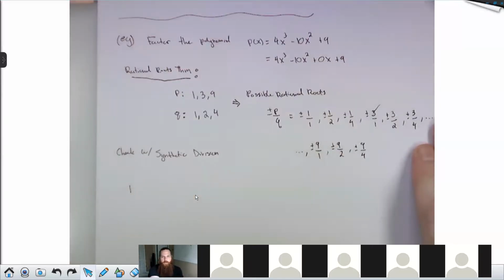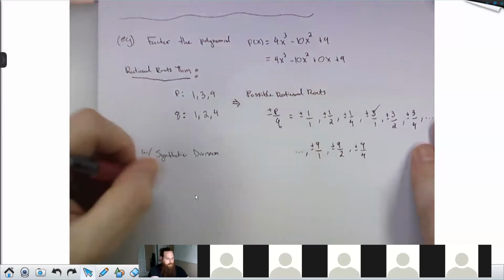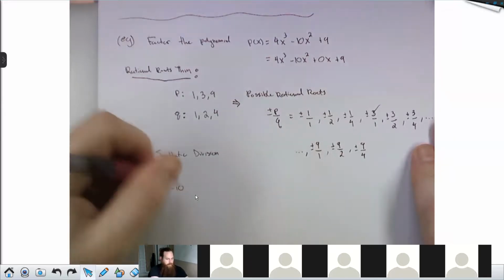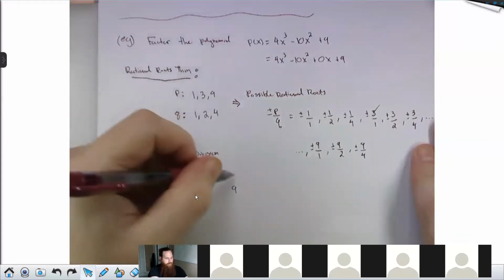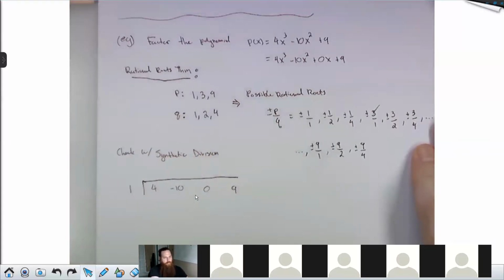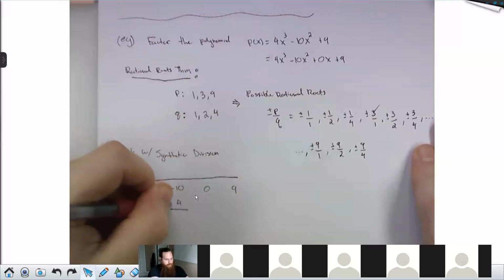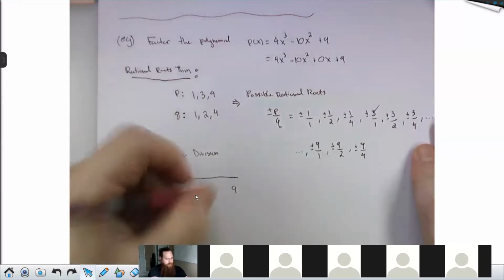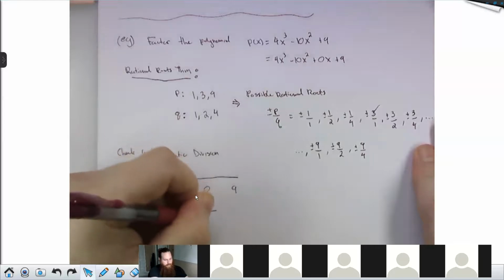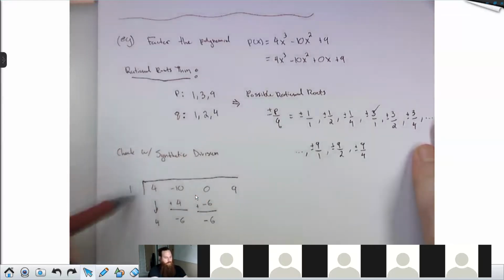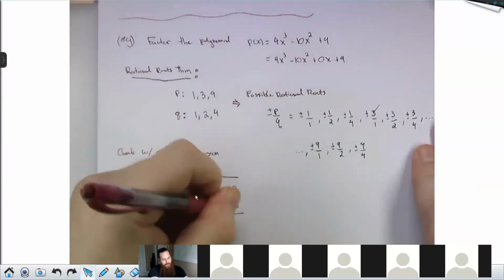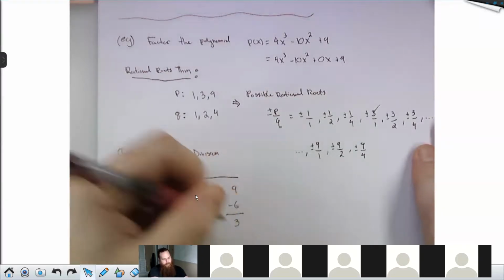Just like you saw me do when we did the long division. When you do synthetic division, it's even more important that you remember to insert any missing terms as a 0 coefficient. So here's the thing I'm trying to divide by, x minus 1. And over here, I'll list the coefficients of p, which are 4, -10, 0, and 9. So here's my first little bit of synthetic division. I'll bring the 4 down. 1 times 4 is 4. -10 plus 4, that's -6. 1 times -6 is -6. 0 plus -6 is -6. 1 times -6 is -6. -6 plus 9 is 3.